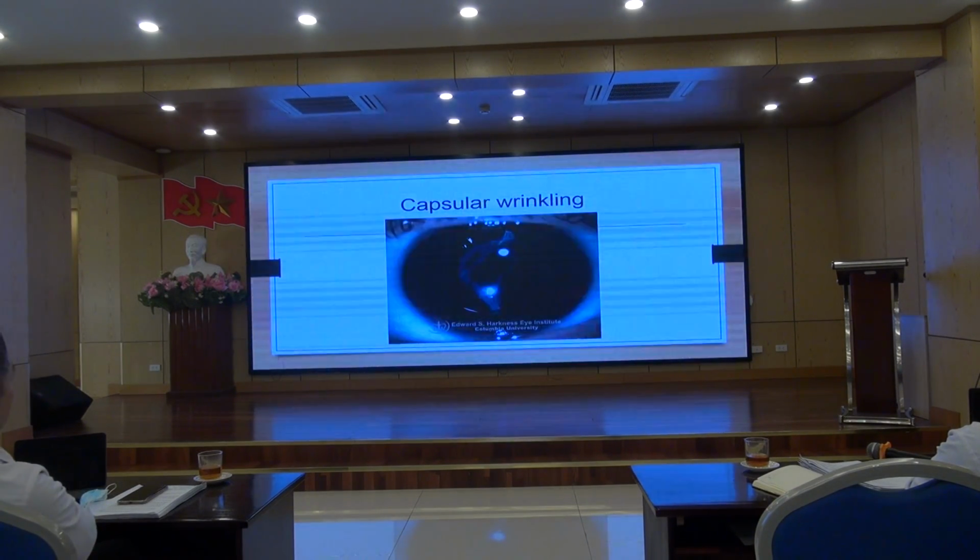When the epithelial cells migrate across the capsule, it can cause capsular wrinkling and capsular opacification.